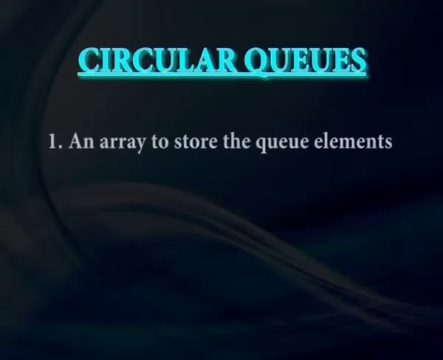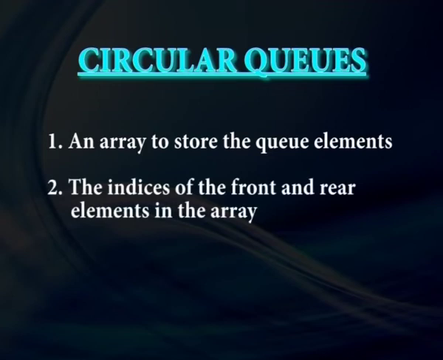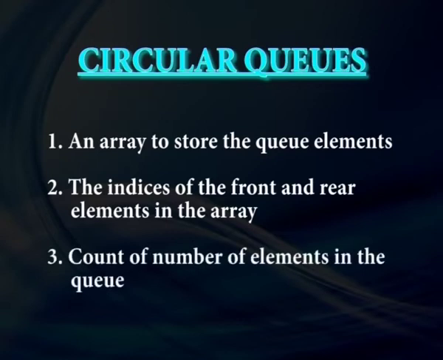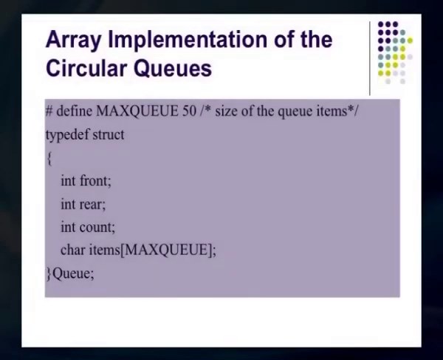Thus, the complete implementation of circular queues will maintain the following information. First, an array to store the queue elements. Second, the indices of the front and rear elements in the array. Third, count of the number of elements in the queue. The complete implementation of circular queues using the above concepts is as follows. The structure used to implement the queue is as follows.